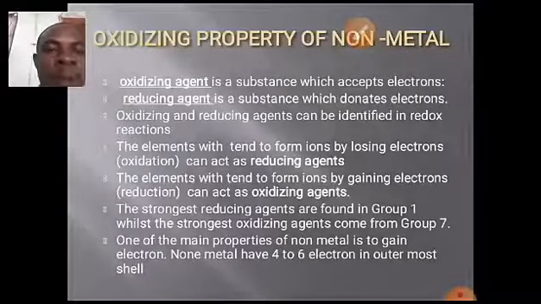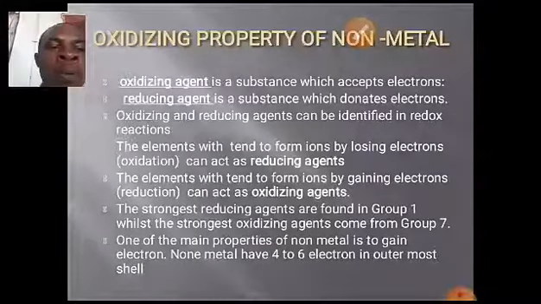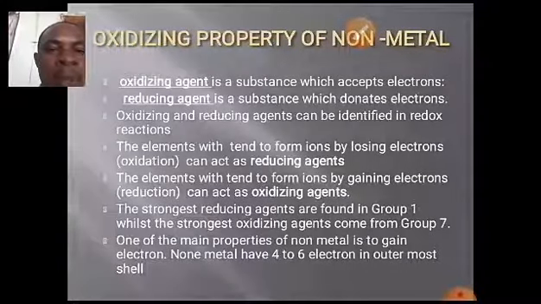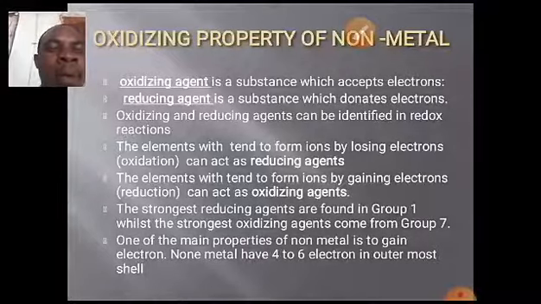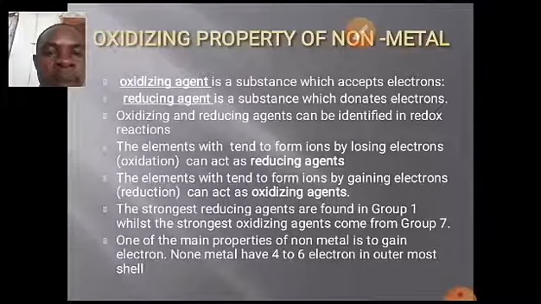The strongest reducing agents are found in group 1, while the strongest oxidizing agents come from group 7. One of the main properties of non-metals is to gain electrons.